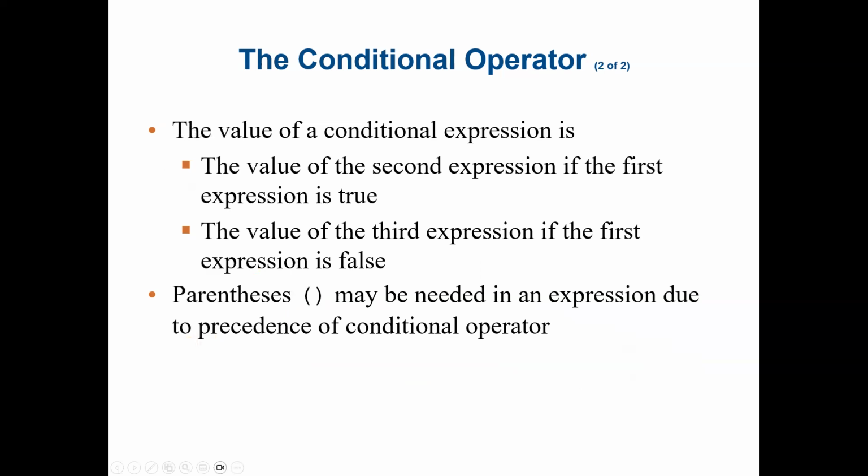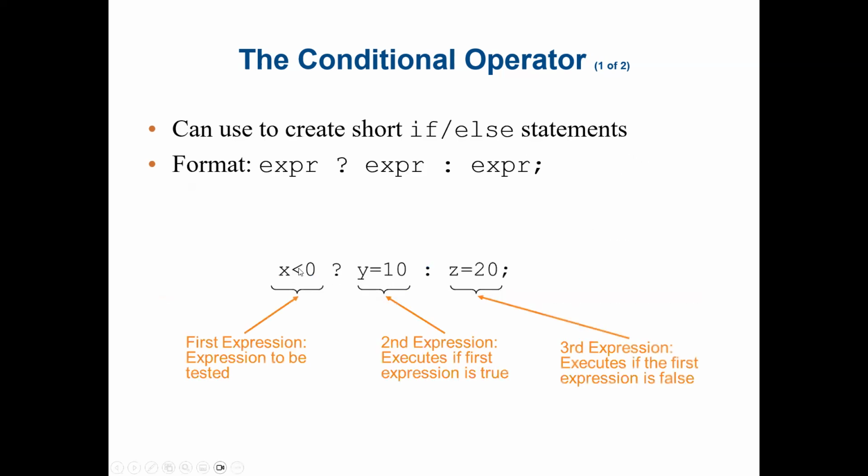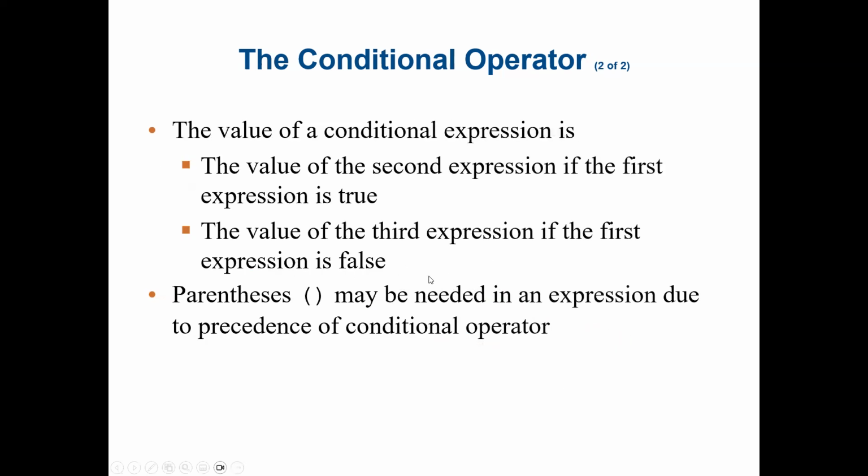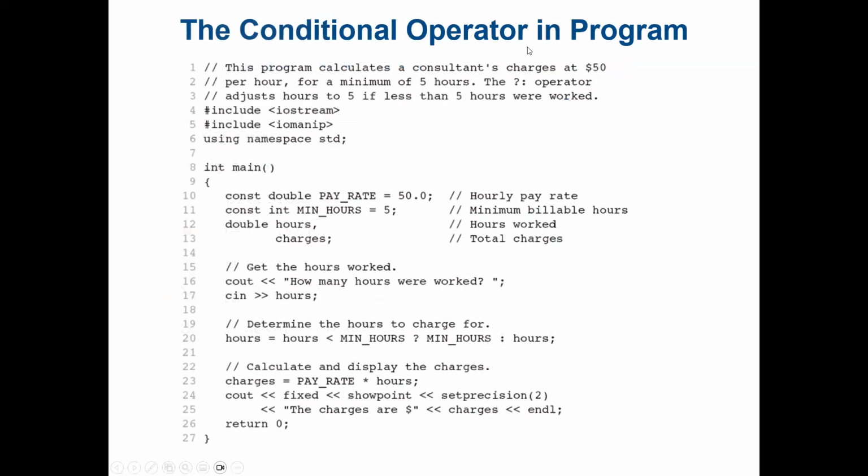So with the conditional operator, the value of a conditional expression is the value of the second expression if the first expression is true. Again, if the condition is true, the second expression will execute. The value of the third expression is used if the first condition is false. So as we said, if S is less than 20 is false, then the third expression, 20 assigned to Z, will execute. If it is true, then the second expression, Y equal to 10, will execute.